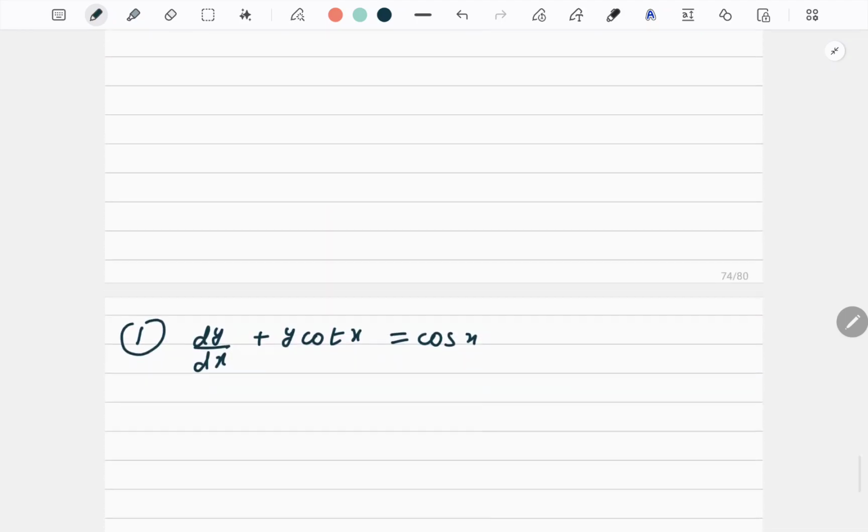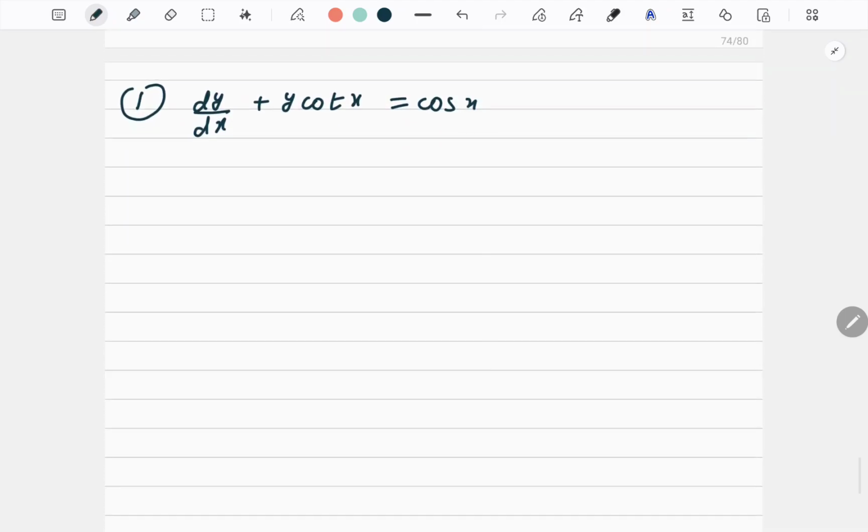Let's begin with the question. The first question is dy by dx plus y cot x is equal to cos x. Observe, this is a function of x, this is a function of x, and this is a single y. And dy by dx is alone here. Means high chances that it is a linear differential equation. Now what is the value of p here? P is cot x. And what is q here? Q is cos x.